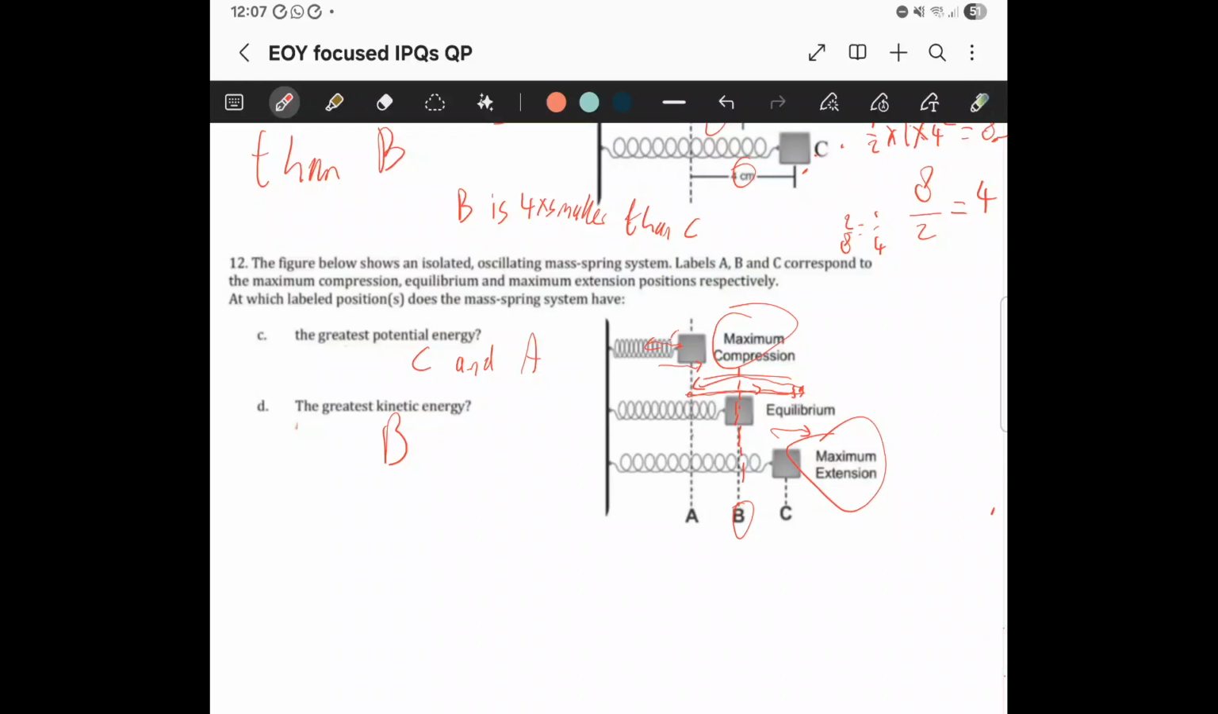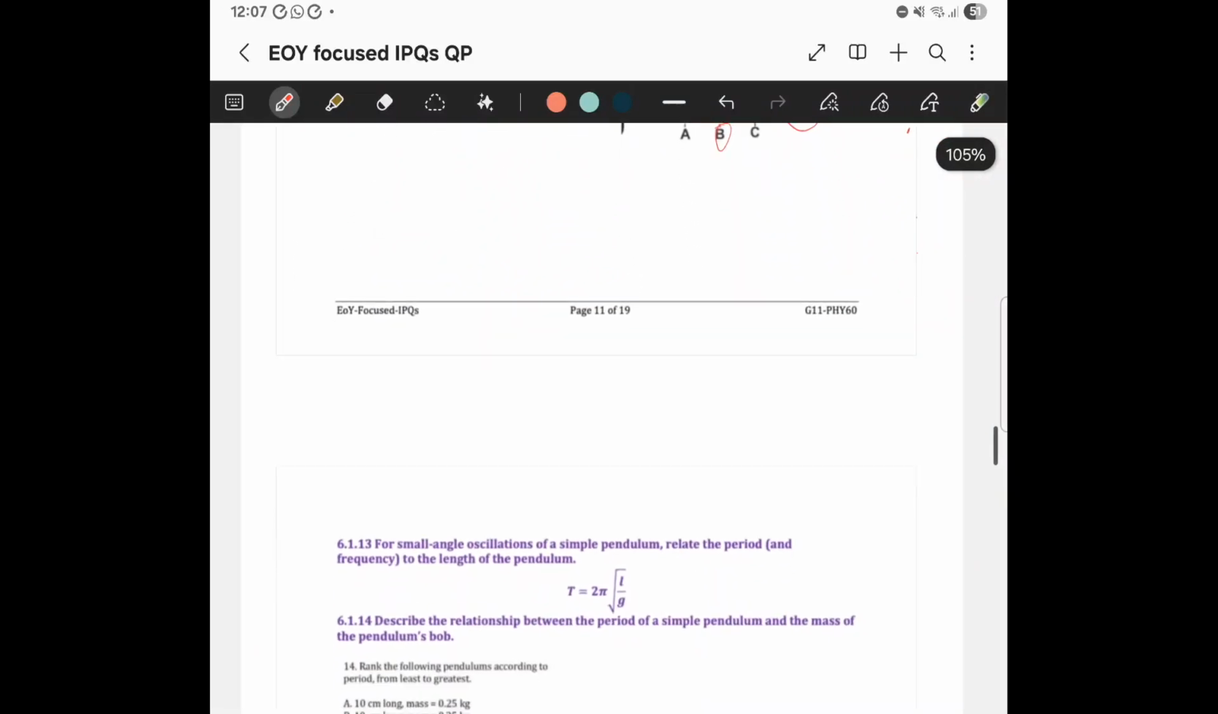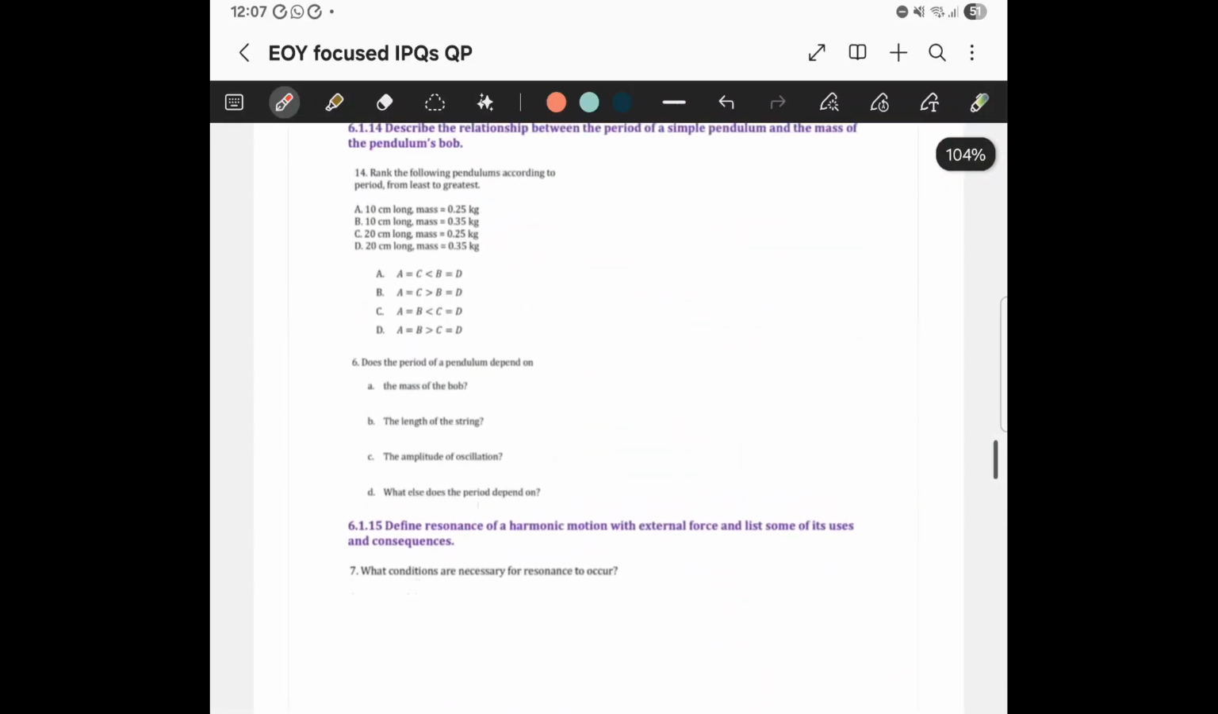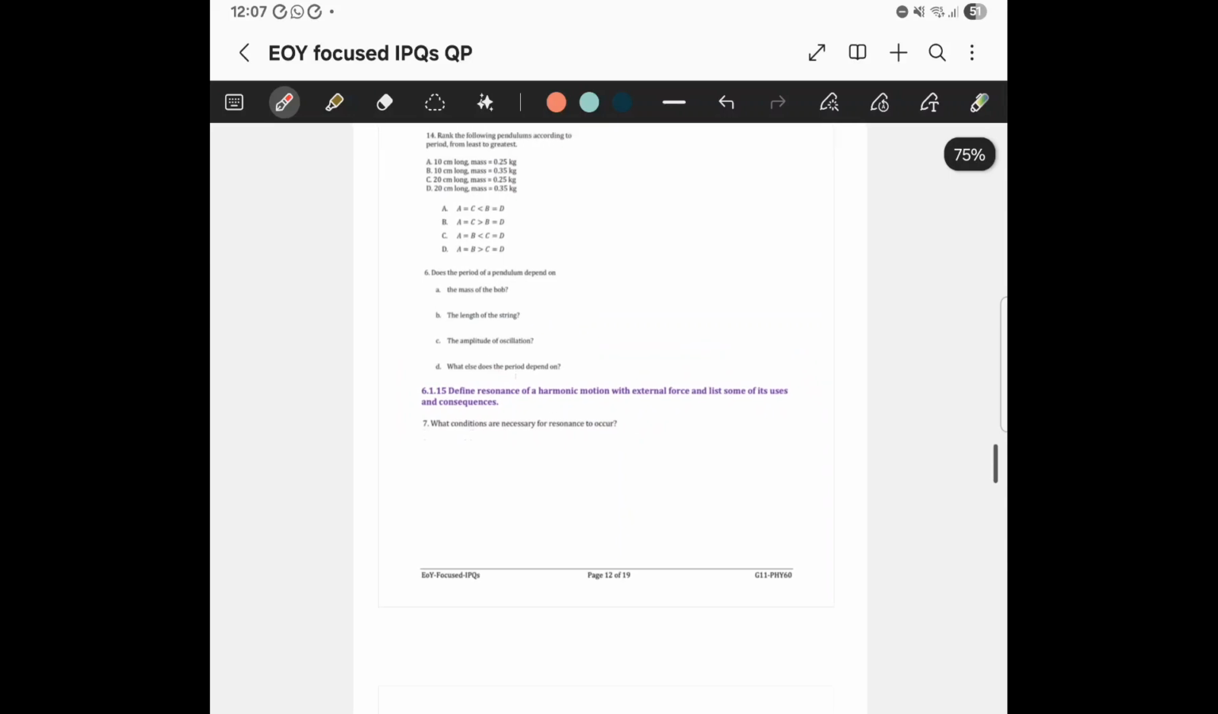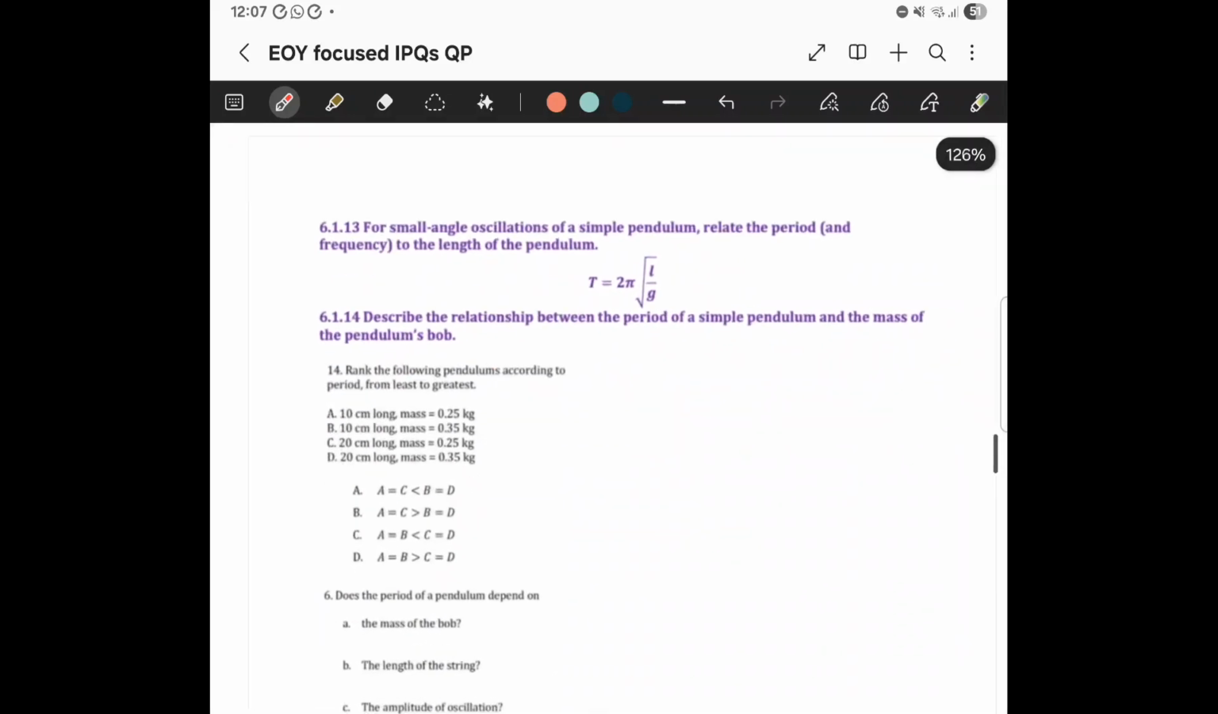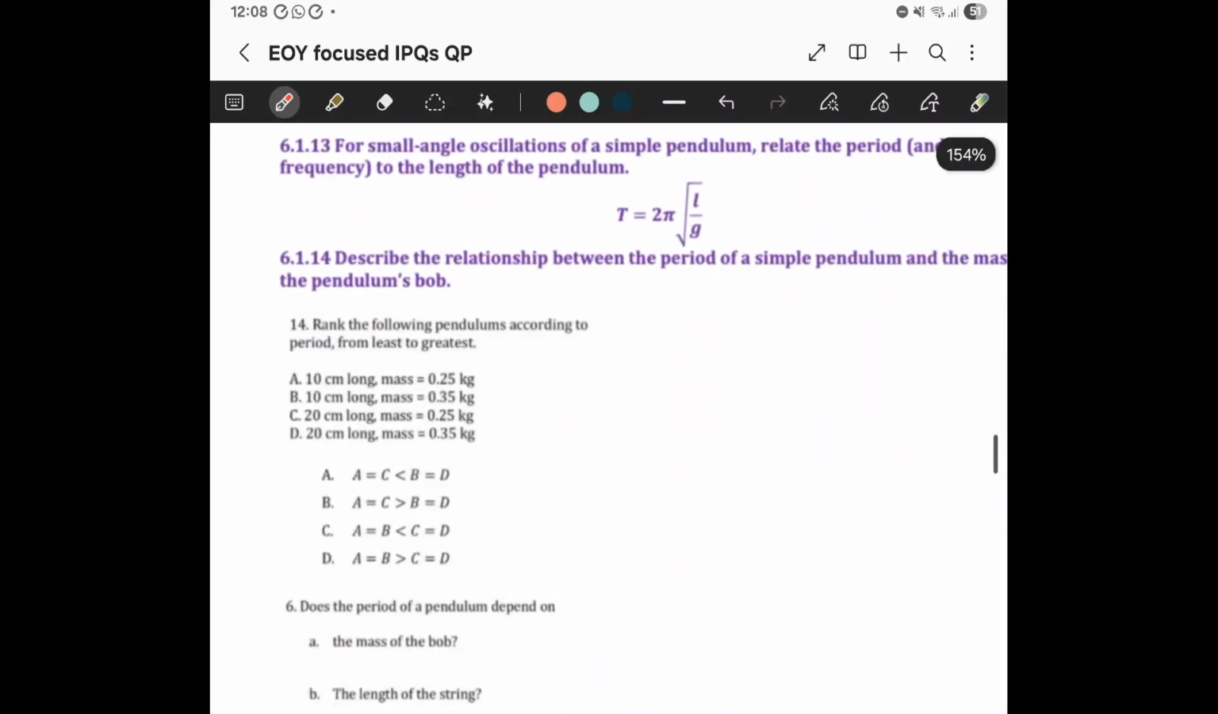Okay, now we're going to move over to the pendulum. Again, this video is getting a bit long, so maybe I will do the pendulum and then I will do waves in the next lesson, in the next video. So rank the following pendulums according to the period from the least to the greatest.